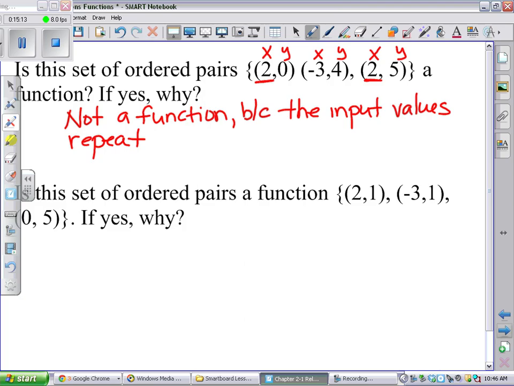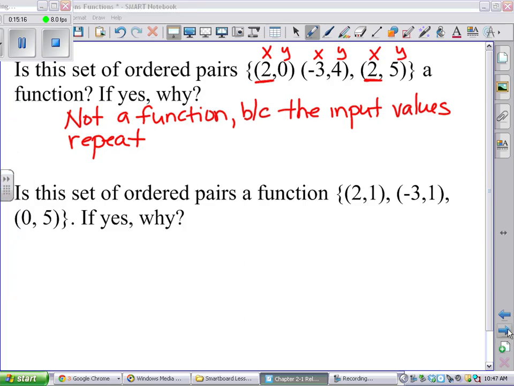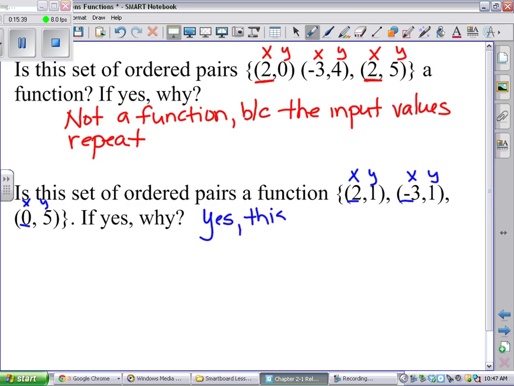In the second example, is this set of ordered pairs a function? Again, x, y, x, y, x, y. I look at my x's, none of them repeat. So yes, this is a function because the input values do not repeat.